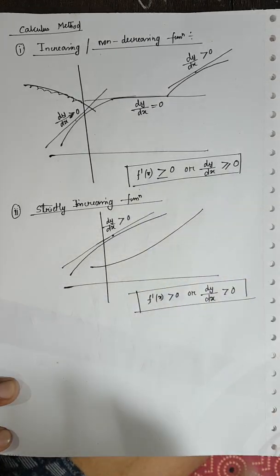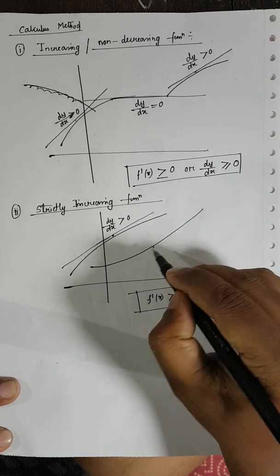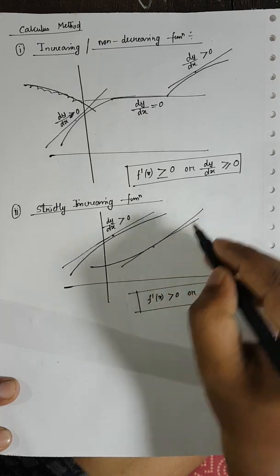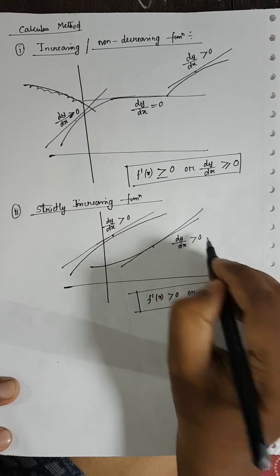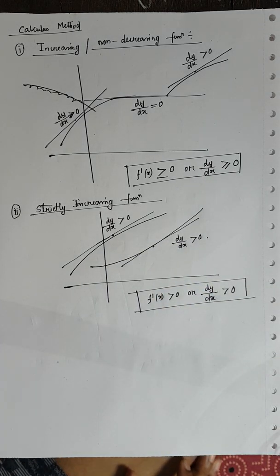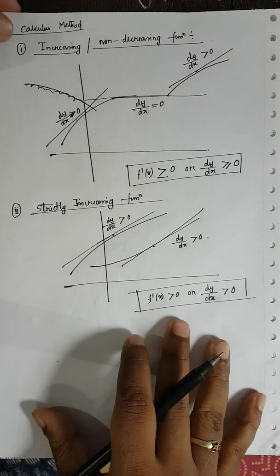Similarly, for this it is also strictly increasing. If I draw a tangent at any point on this graph, it will have a slope greater than 0. So for strictly increasing function, the value of dy by dx or f dash x is always greater than 0.